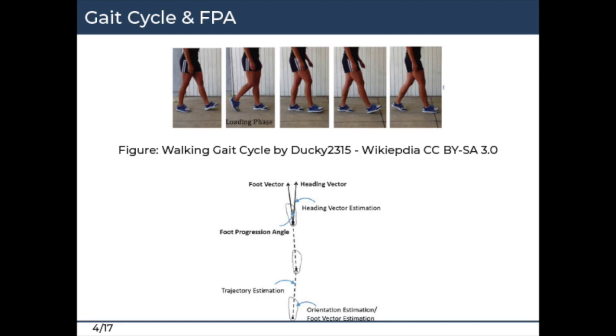So the FPA is used by researchers in order to evaluate gait pattern and use treatment corrections to provide non-invasive treatments for medical conditions such as knee osteoporosis.